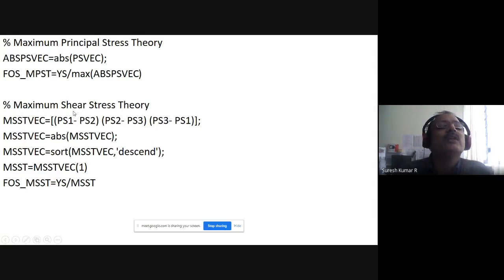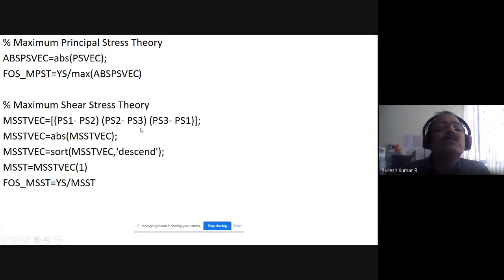Then the maximum shear stress theory. This is the maximum principal stress theory. This is the maximum shear stress theory. So here again I can put this into the form of a vector: sigma 1 minus sigma 2, sigma 2 minus sigma 3, sigma 3 minus sigma 1, and then put it in descending order, and whichever is maximum, the first value will be the maximum.